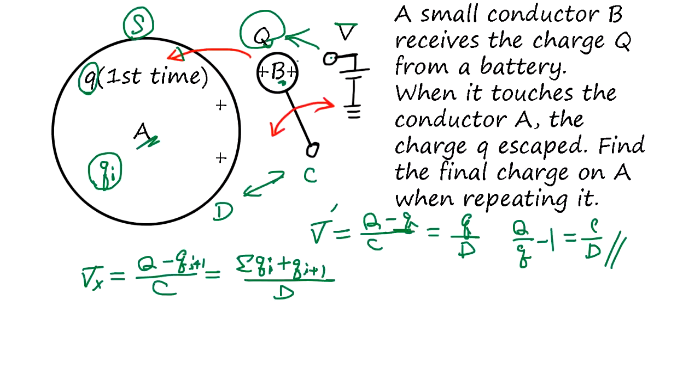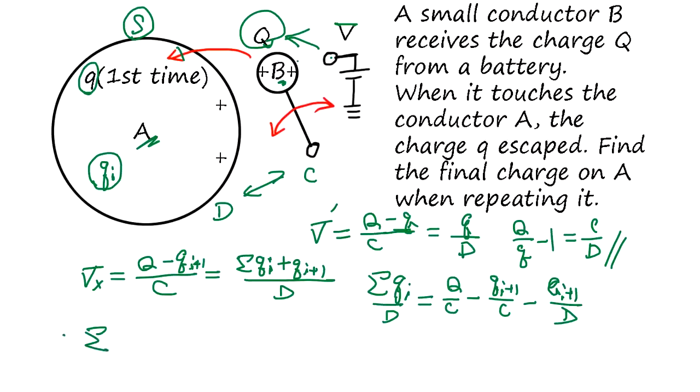Okay, so sigma qi over D equals Q over C minus qi plus 1 over C minus qi plus 1 over D. Okay, we multiply by D, so sigma qi equals D over C Q minus D over C plus 1 times qi plus 1.